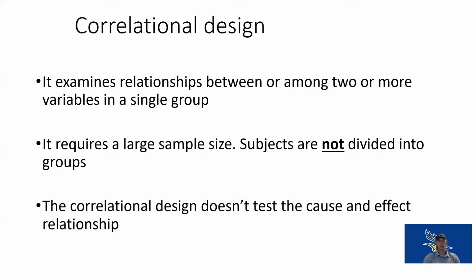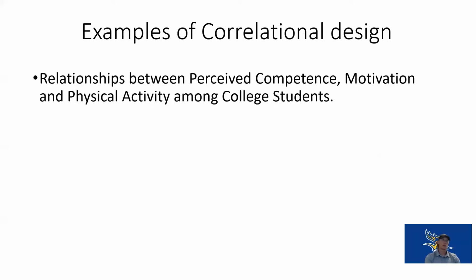But it doesn't tell us cause and effect relationships. It only tells us linear relationships. So as one changes, does the other change? So some examples here, relationship between perceived competence, so how good do you think you are, and motivation and physical activity with college students. So do people with more perceived confidence become more physically active? Do those with less confidence be less physically active?